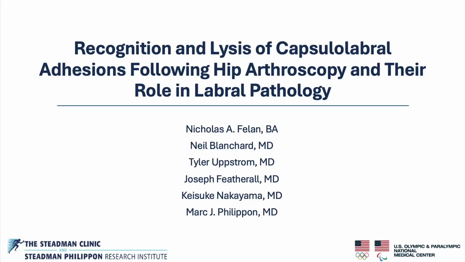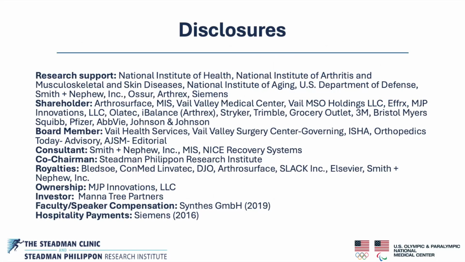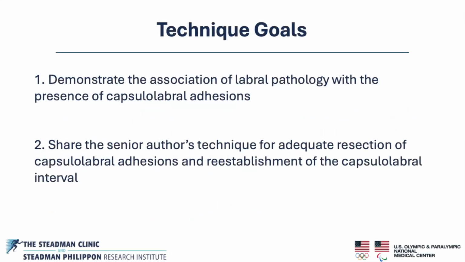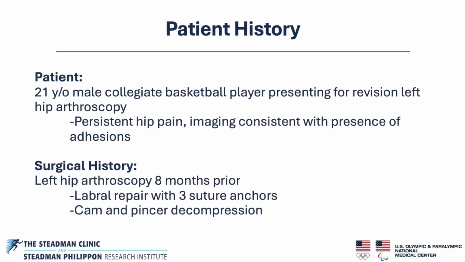Capsulolabral adhesions are a common cause of revision hip arthroscopy. In this technique video, we will demonstrate the association of labral pathology with the presence of capsulolabral adhesions. Additionally, we will share our technique to adequately resect adhesions and successfully reestablish the capsulolabral interval, which will allow for labral refixation and appropriate excursion of the capsular tissue for repair and/or reconstruction.